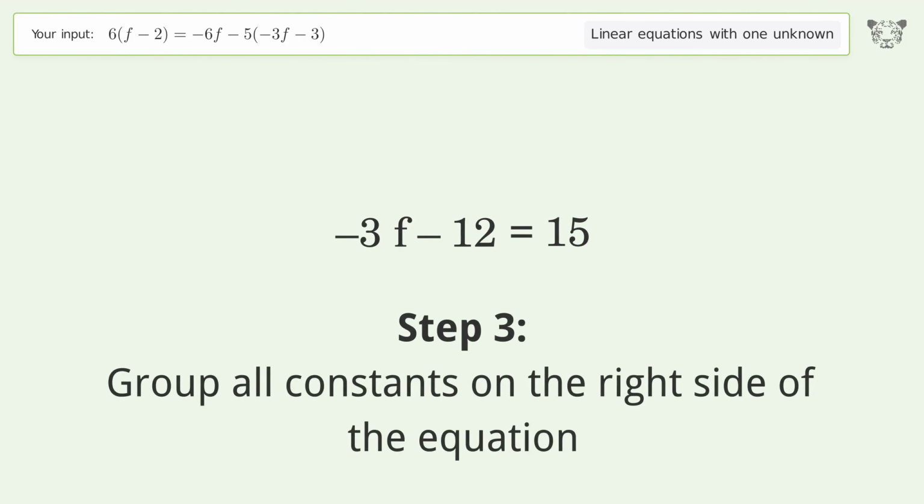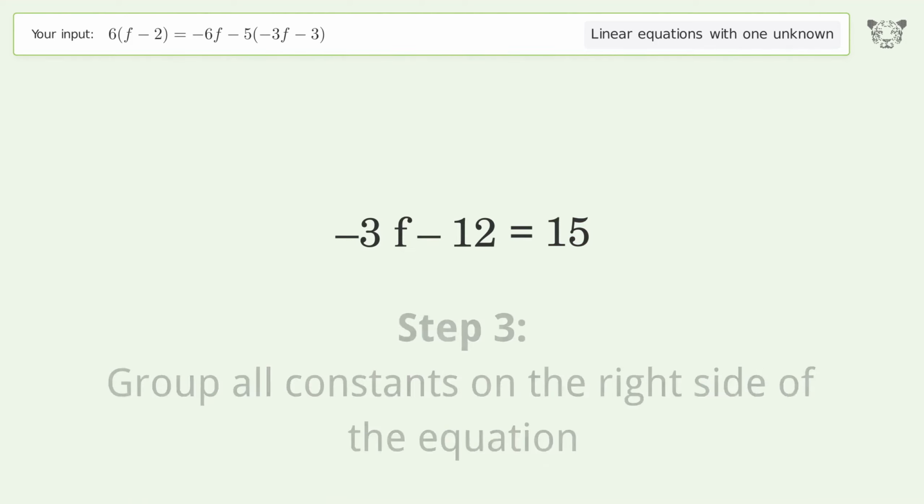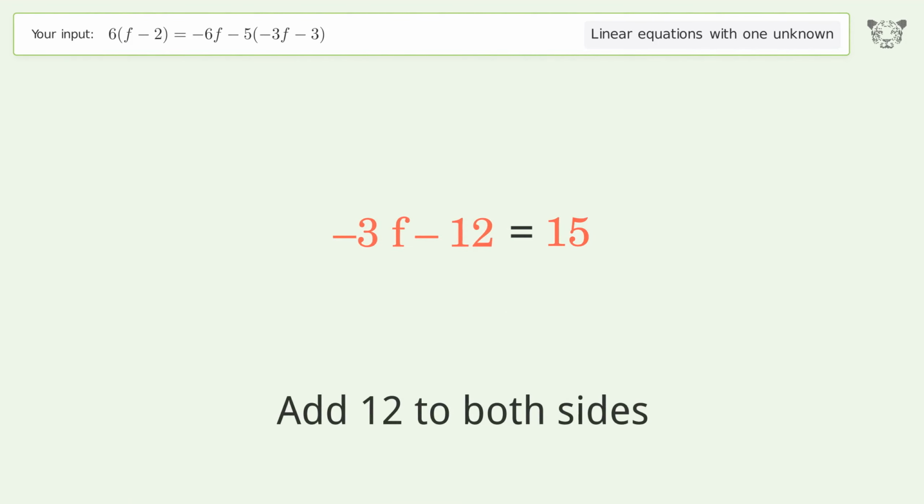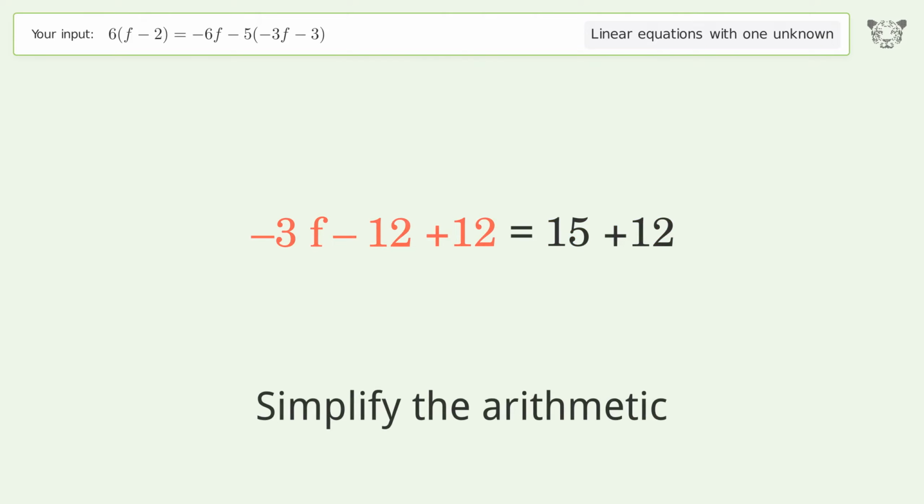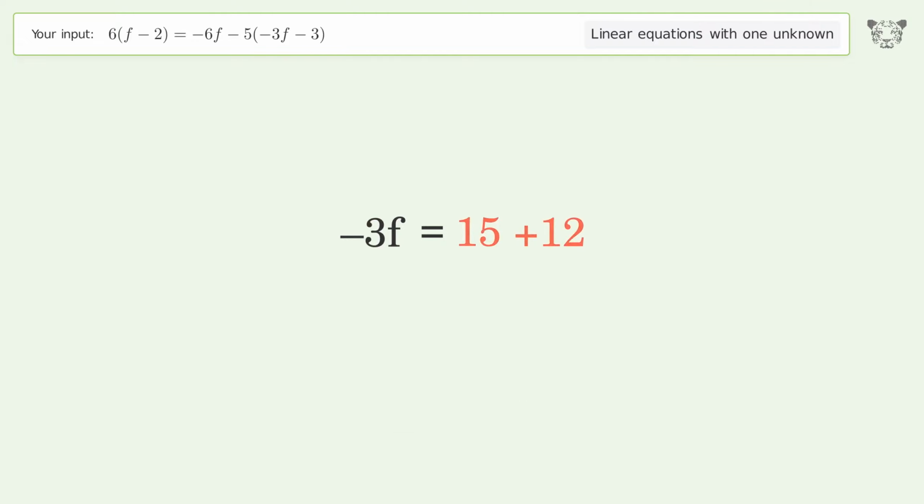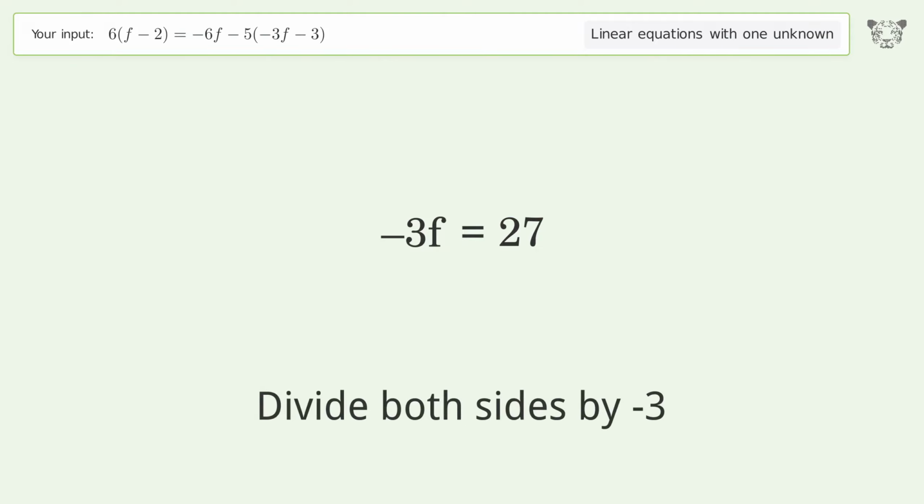Group all constants on the right side of the equation. Add 12 to both sides. Simplify the arithmetic. Isolate the g. Divide both sides by -3.